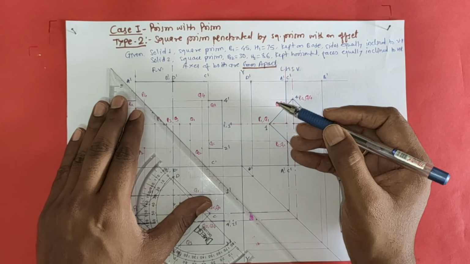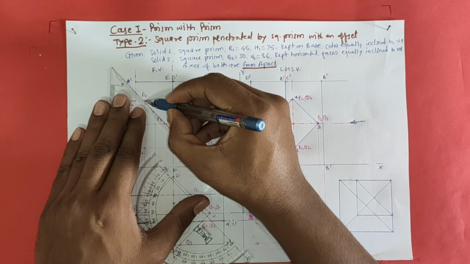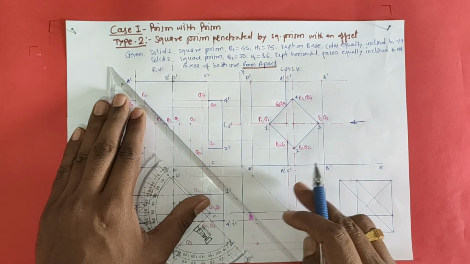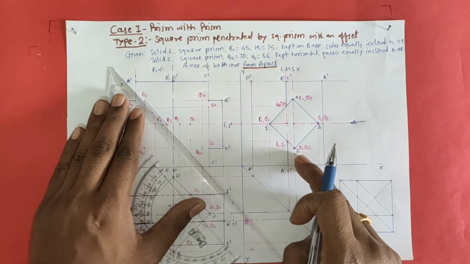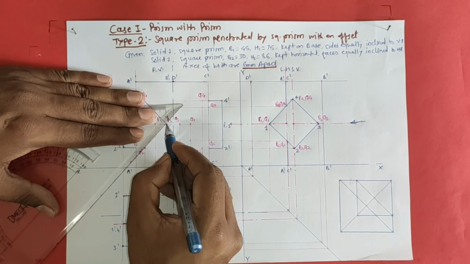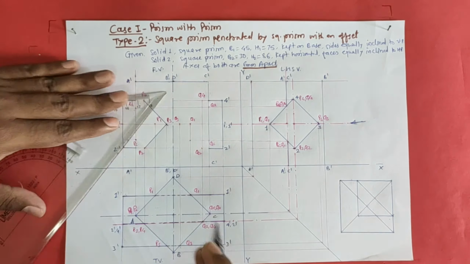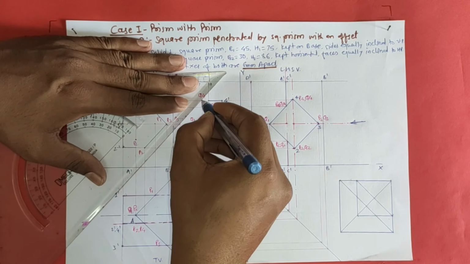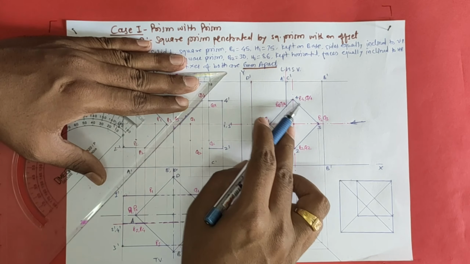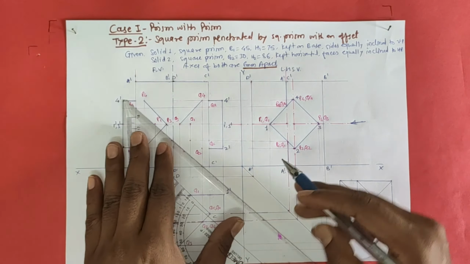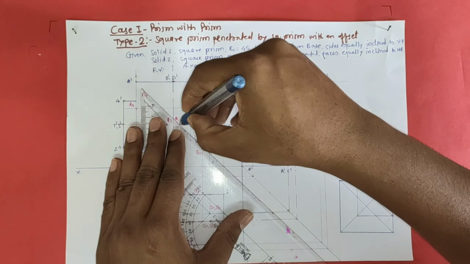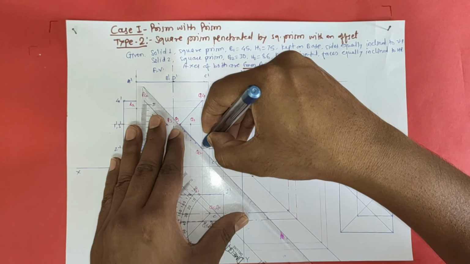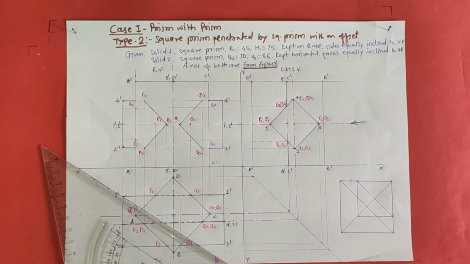So P4 to P3, it comes dark. P3 to P2 is dark. Similarly Q4 to Q3 is dark, and Q3 to Q2 is dark. Okay, so I have joined the visible points.